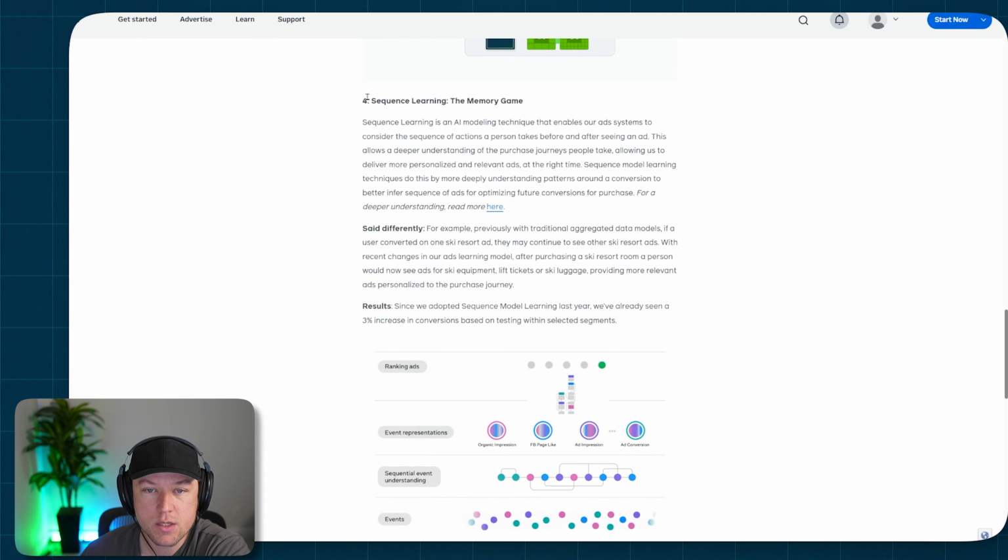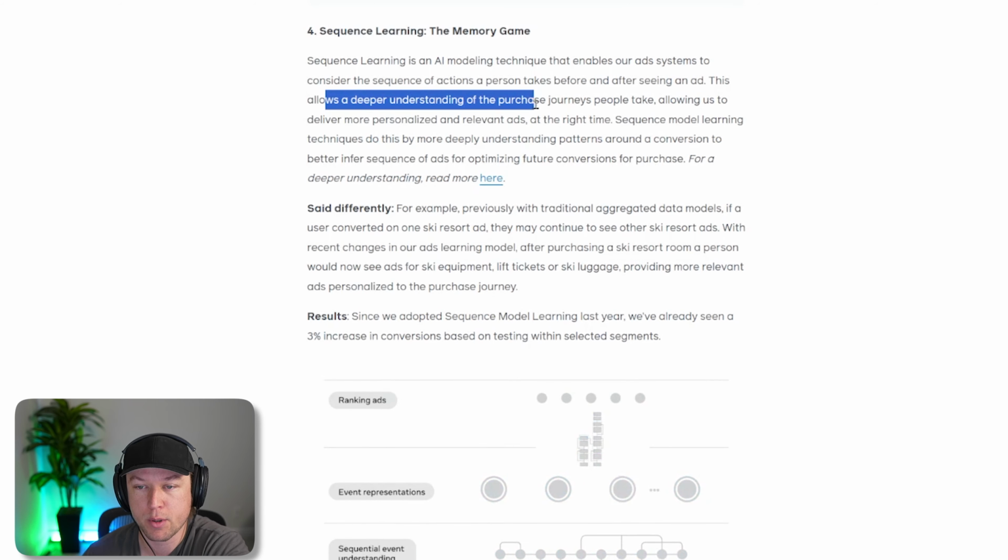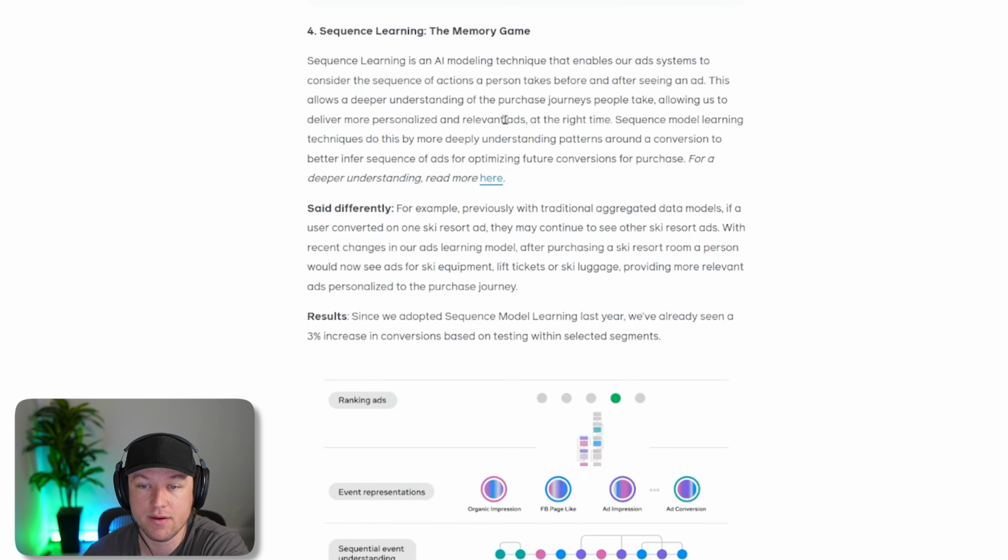So, sequence learning, the memory game. Sequence learning is an AI modeling technique that enables our ad system to consider the sequence of actions a person takes before and after seeing an ad. This allows a deeper understanding of the purchase journeys people take, allowing us to deliver more personalized and relevant ads at the right time. And then it gives an example over here about a ski resort.